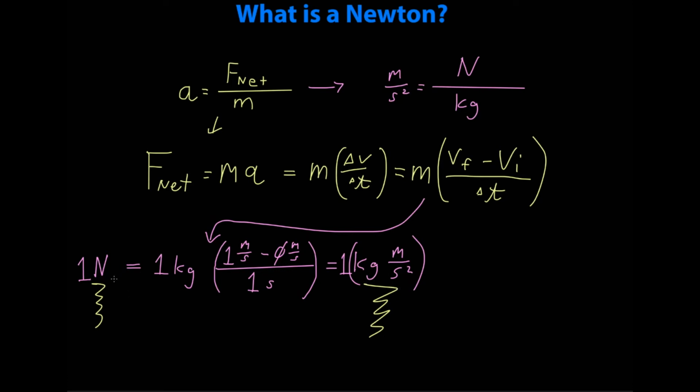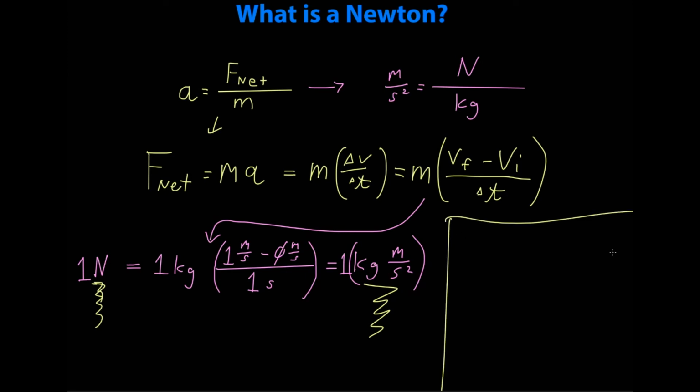It was obviously named after Sir Isaac Newton. And one of the reasons probably was writing this down every single time would be a pain in the butt. So instead of writing kilograms times meters over seconds squared every single time, they said, we'll just make it a Newton. So 1 Newton is actually this.